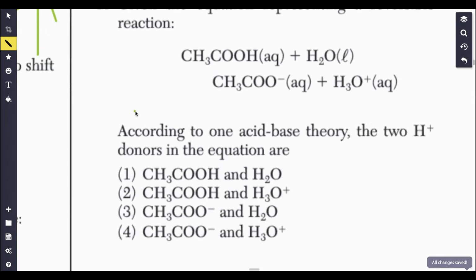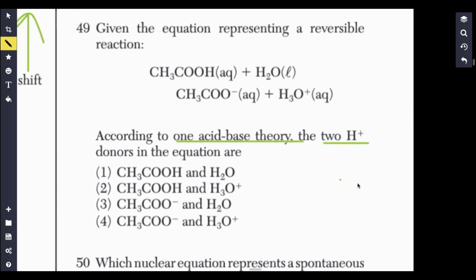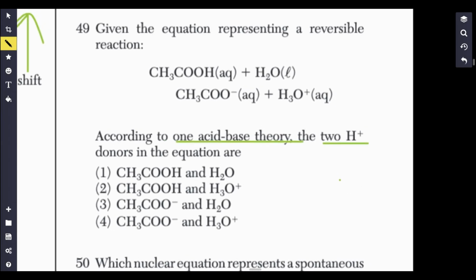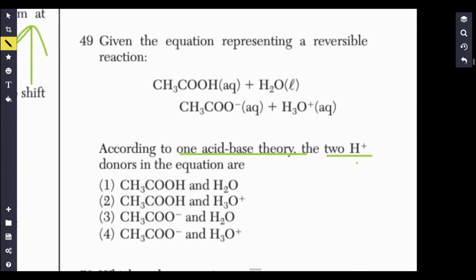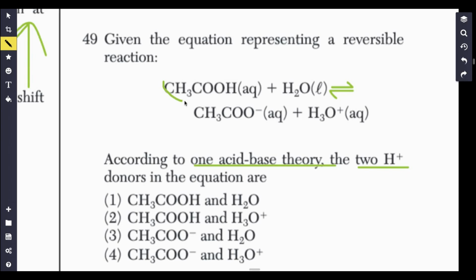Given the reaction representing a reversible reaction, according to one acid-base theory, the 2 H+ donors are what? Given the equation, what are the 2 H+ donors in here? So this reaction basically goes both ways. So this right over here turns into this. What has happened is that this thing right over here has given up an H+ ion.